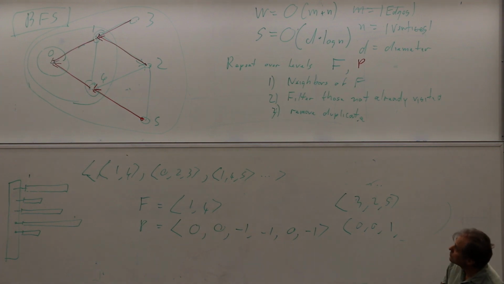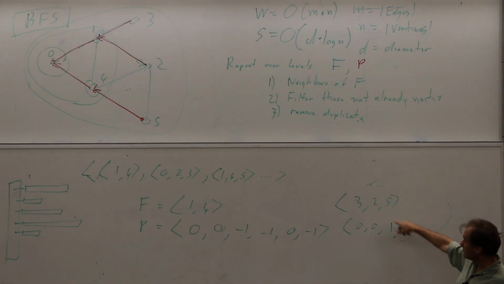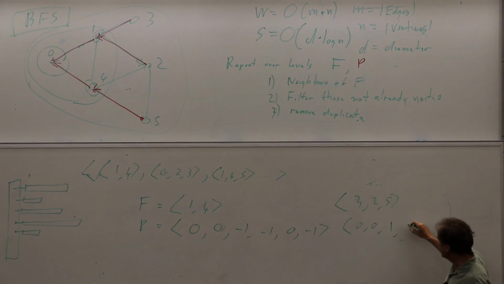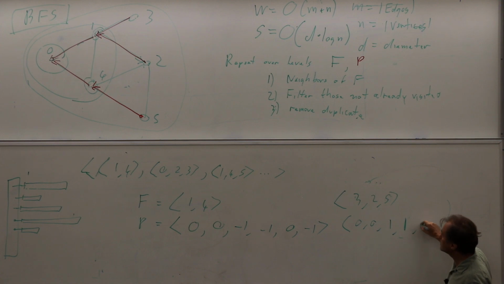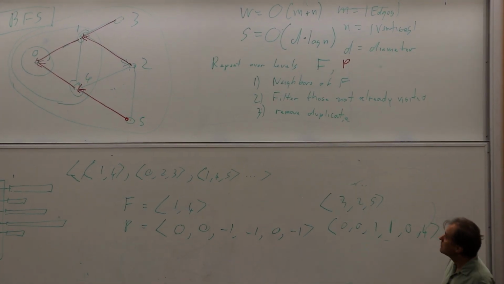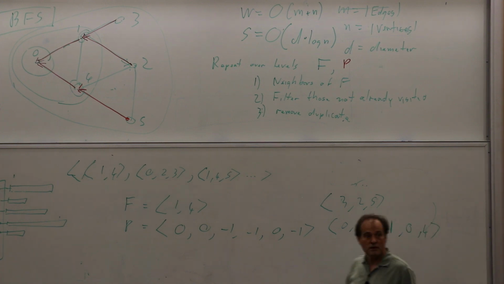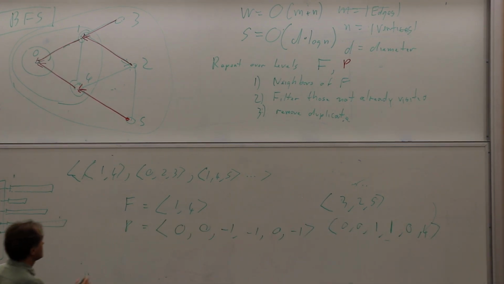2 could either point to 1 or 4. Let's say it points to 1. 3 would point to 1 as well. This will point to 0. And this will point to 4. And then we're done. So this is one step.